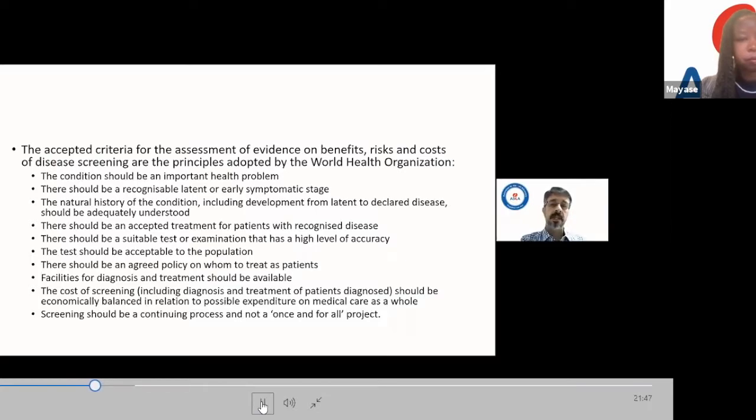Treatment options should be acceptable to patients with recognised disease. And again, I'll talk a little bit about treatments, but we do have acceptable and effective treatments that we can use for patients with sickle cell disease. There should be an agreed policy for whom to treat as patients. Well, I think everyone would agree that all patients with sickle cell disease deserve the opportunity for adequate treatment. And facilities for diagnosis and treatment should be available.